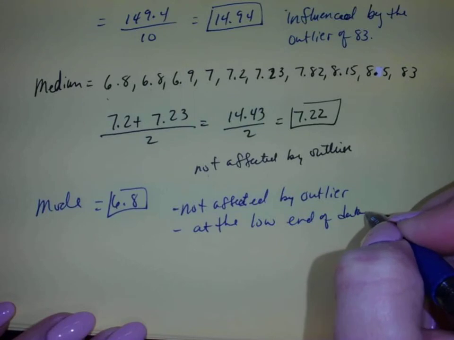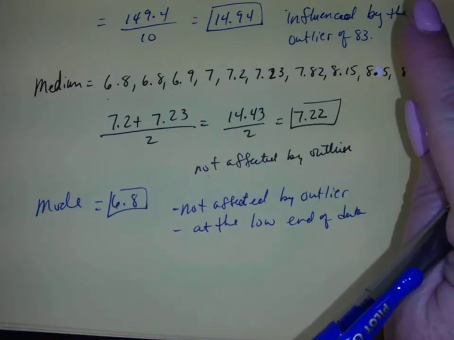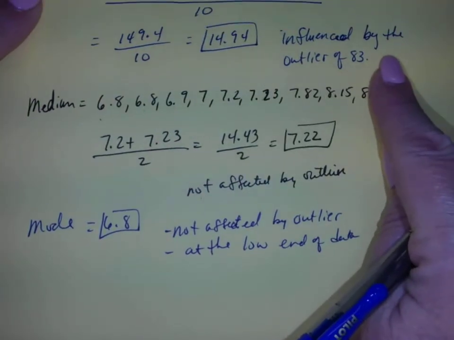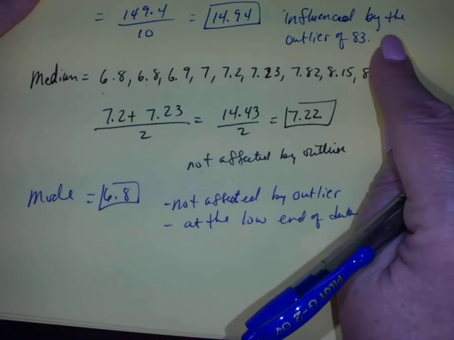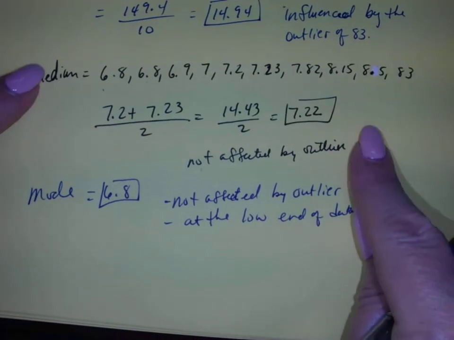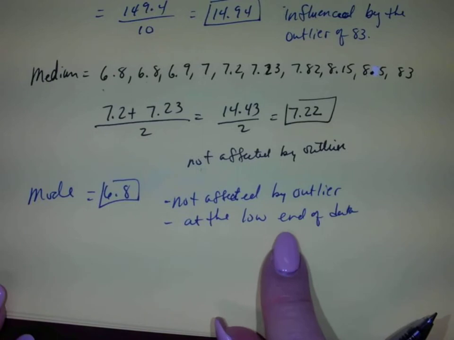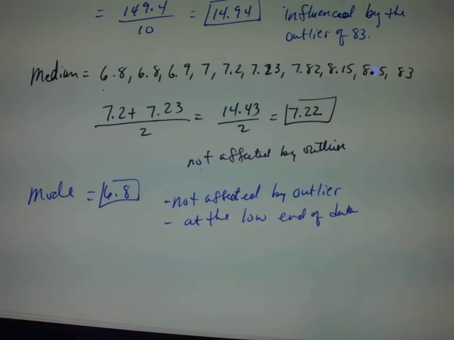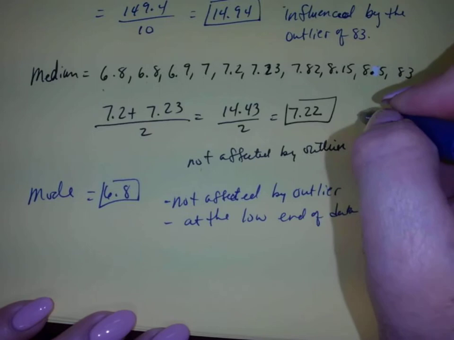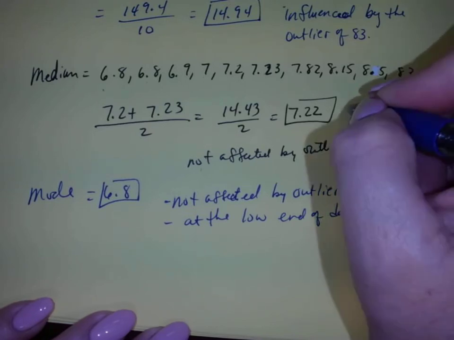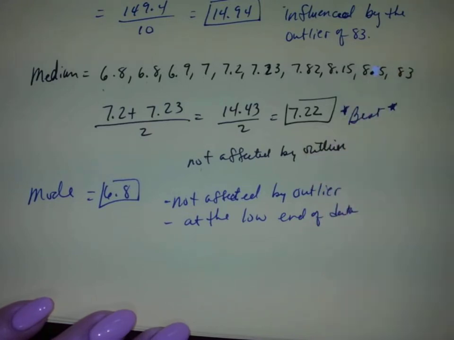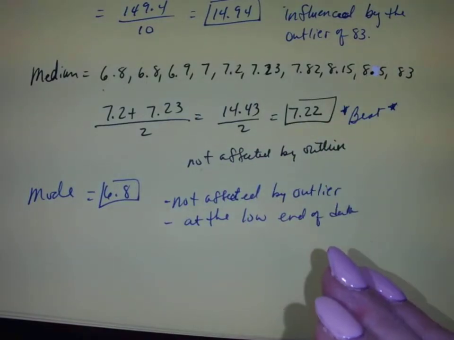So, the mean was affected by the outlier of 83. It wasn't a good one. The median was not affected, and neither was the mode. But the mode is at the low end of the data. So, telling us that that happens the most often isn't the best. So the median is going to be our best. That would be the best measure of central tendency for this data set.